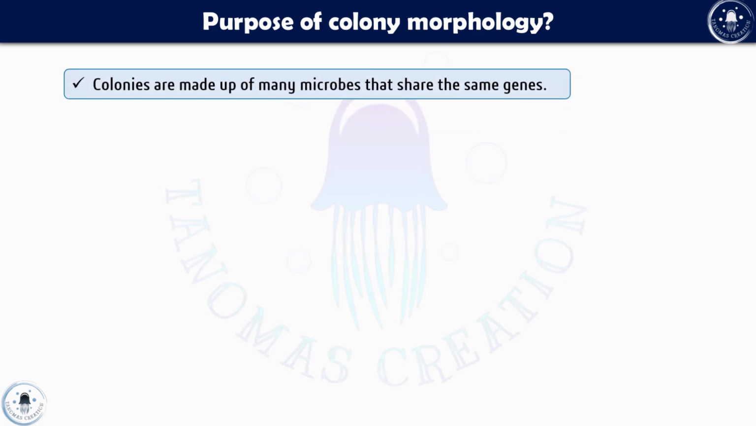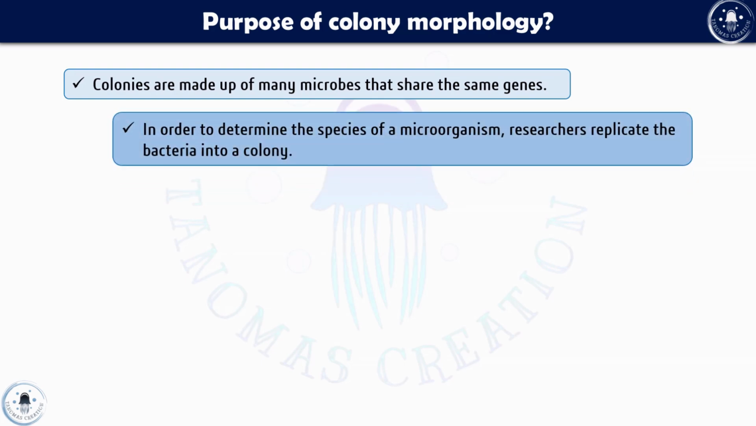These colonies are made up of many microbes. They divide from a single bacterium into two, two to four, four to eight, and thereon they go on dividing. Therefore, they share the same genes. So one single colony can be said to be made up of many microbes, similar types of microbes.